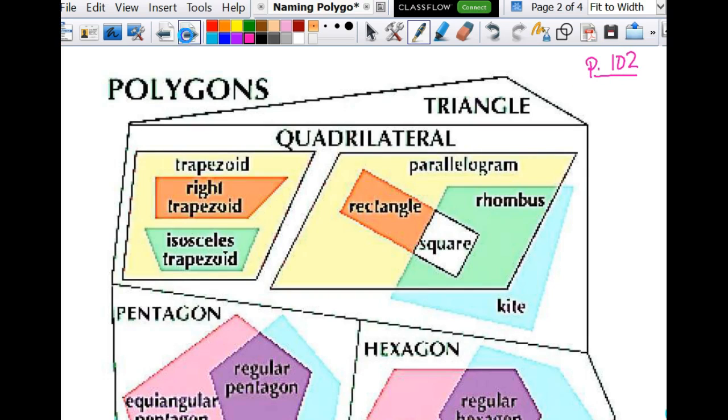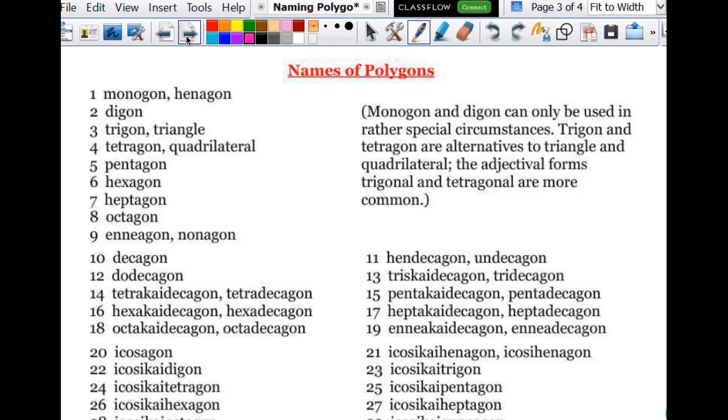Okay, so on the inside, we got names of polygons, and it starts with number of sides over here, 1 through whatever. And we talked about the monogon and digon, or I didn't use those words with you that day, but 1 and 2 sided figures didn't really exist in Euclidean geometry. We'll talk about those in spherical geometry and some other stuff later on. But we really start with 3, which is a triangle, and 4 for quadrilateral, but then on here it has trigon and tetragon.